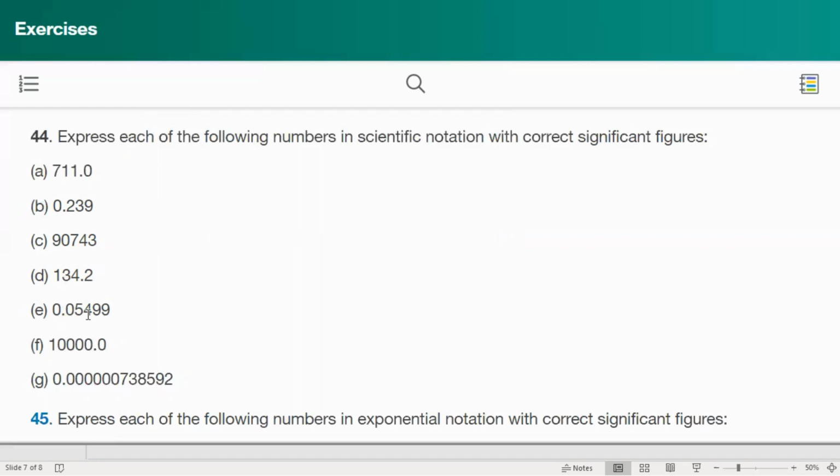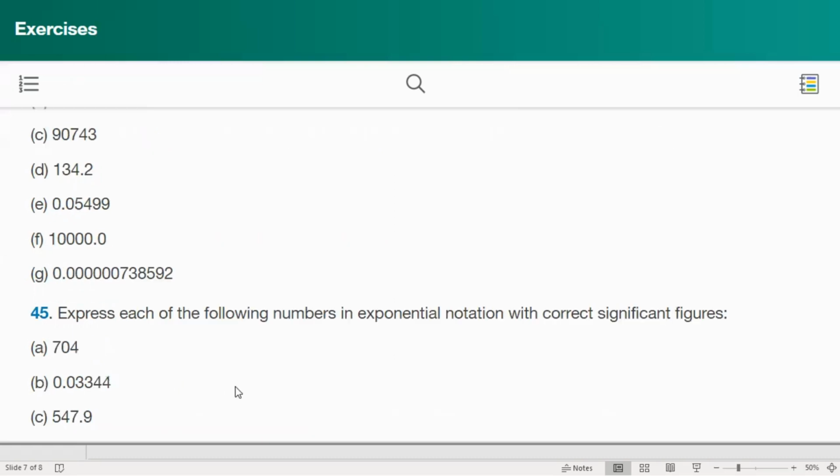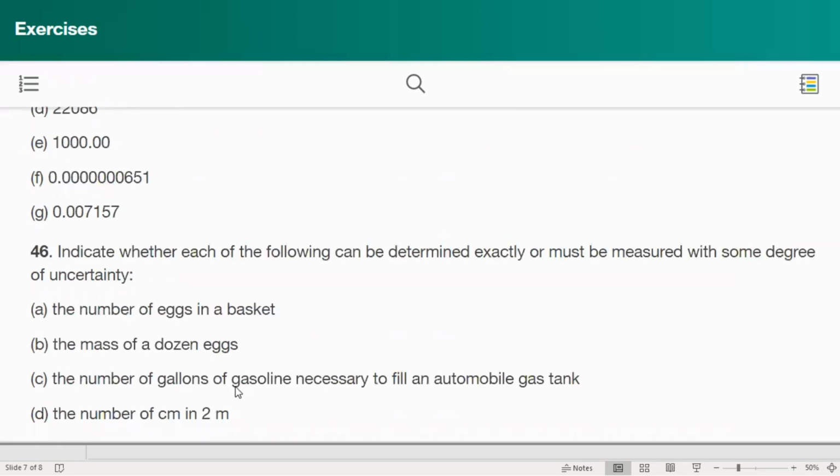This is 5.499 times 10 to the minus 2. This one is a little, oh no, this is clear. This is 1.00000 times 10 to the fourth. This one is 7.38592 times 10 to the minus 7. Okay. See if you practice this, you'll be able to do this.